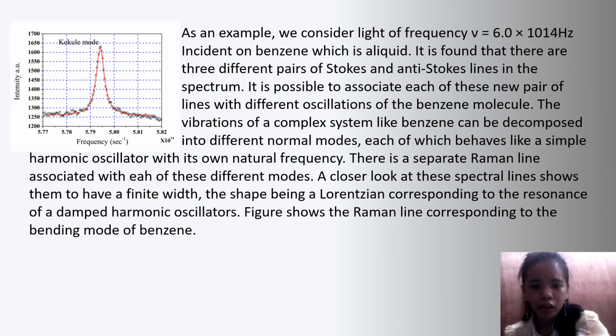It is found that there are three different pairs of Stokes and anti-Stokes lines in this spectrum. It is possible to associate each of these new pairs of lines with a different vibration of the benzene molecule. The vibration of a complex system like benzene can be decomposed into different normal modes, each of which behaves like a simple harmonic oscillator with its own natural frequency. There is a separate Raman line associated with each of these different modes.